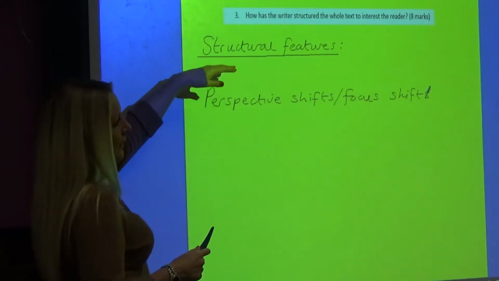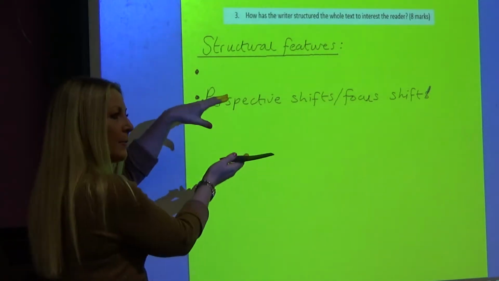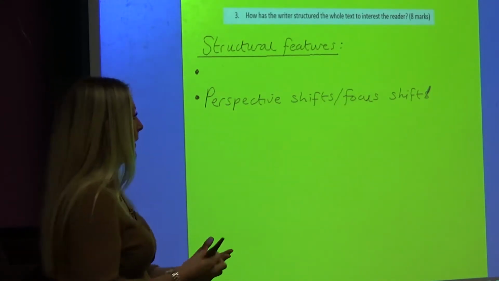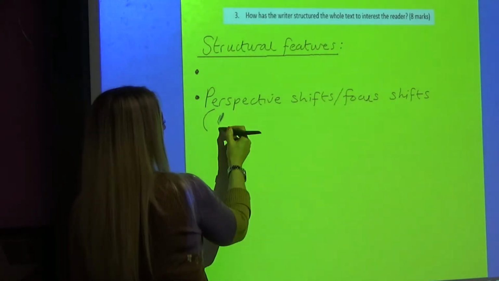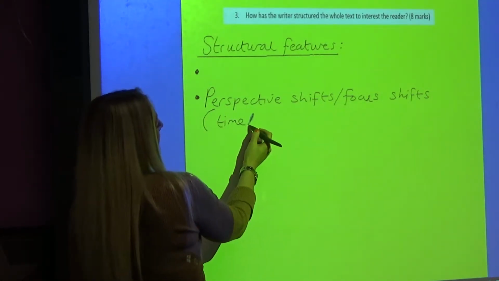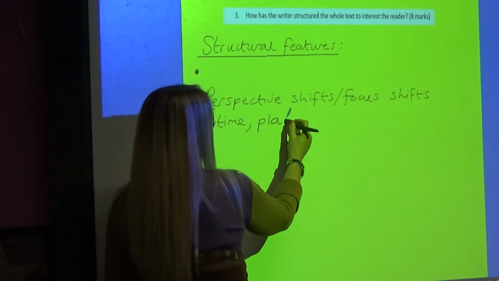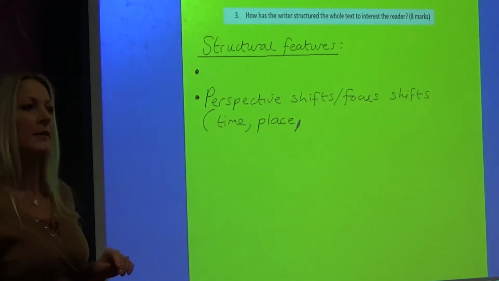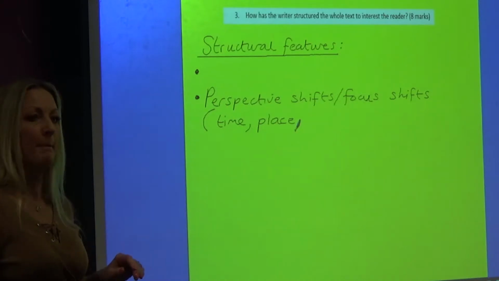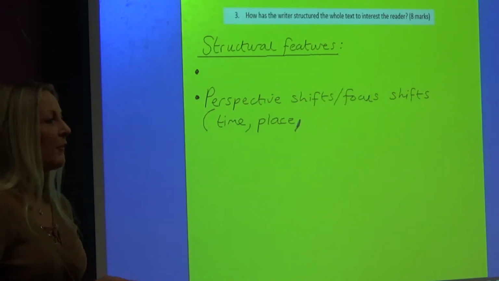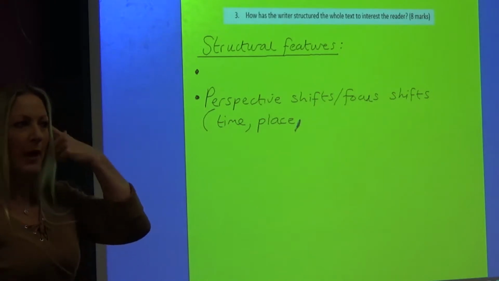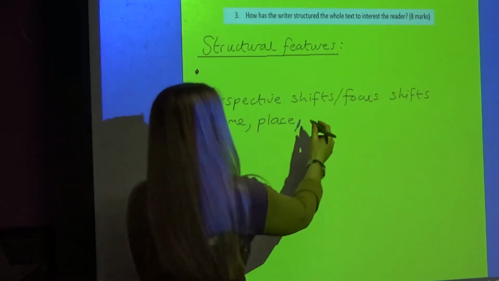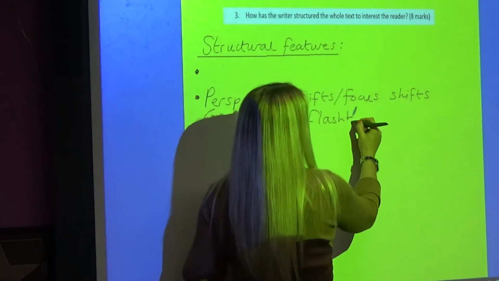So, an easy way to look at how a text has been structured is to think about what changes between the paragraphs. Is it the time? Is it the place? Can I ask you just to put in brackets, perspective shifts will be things like time shifts, place shifts, and does anyone know what the exam board have particularly recommended that we look for perspective shift wise? Something to do with if I point at my head. Flashbacks. Flashbacks are in there, so do look out for any kind of flashbacks, good.